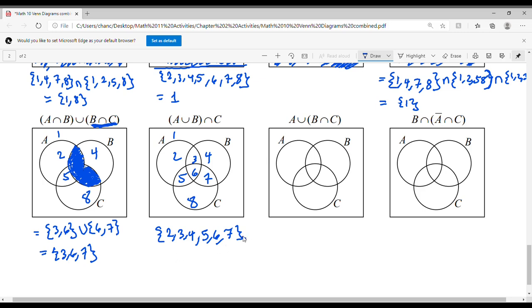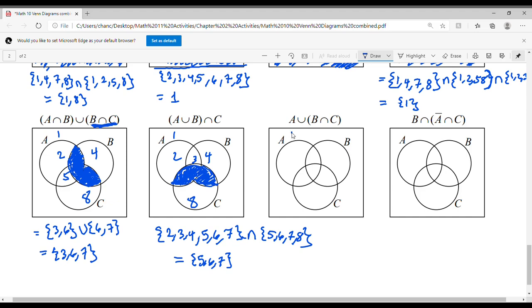Now I'm going to intersect that with region C, which is 5, 6, 7, 8. So what's the intersection between these two? They both share 5, 6, 7. So I'm going to shade the region in the middle with 5, 6, and 7.